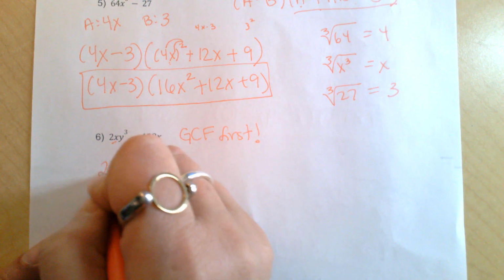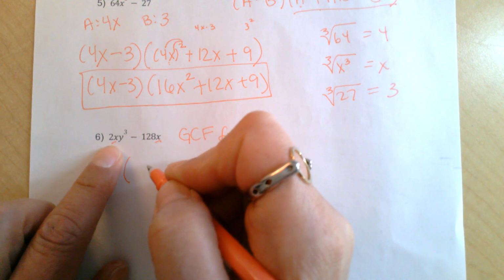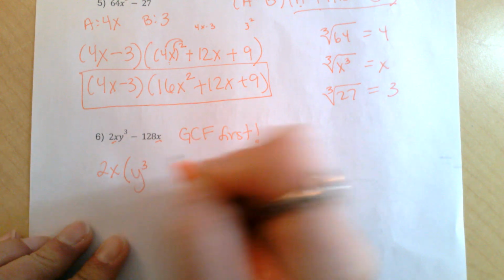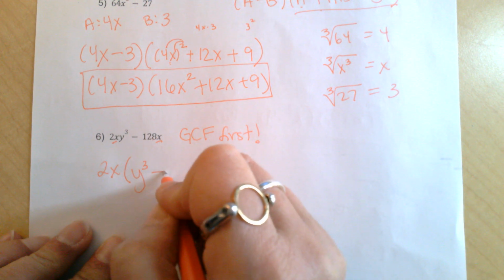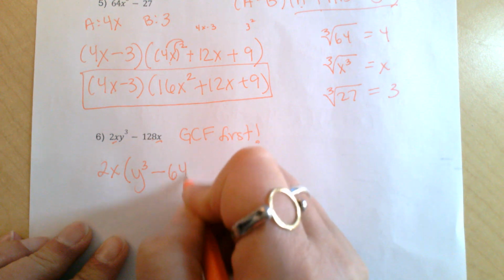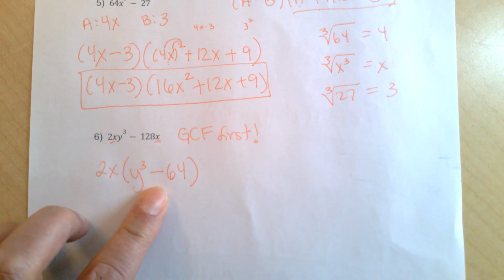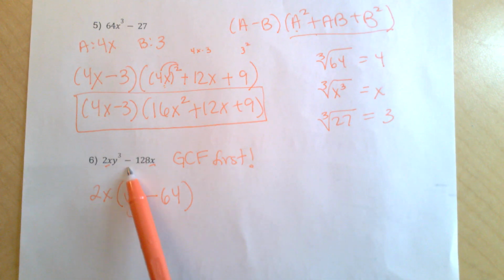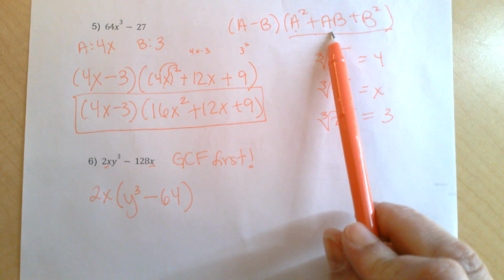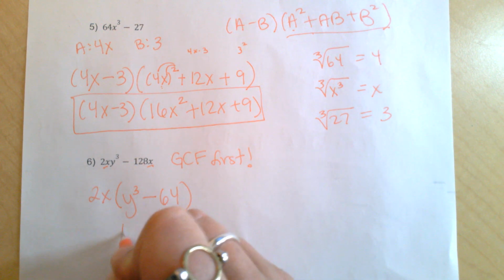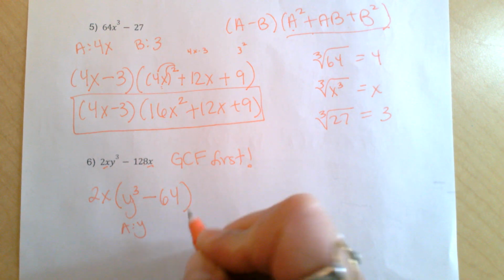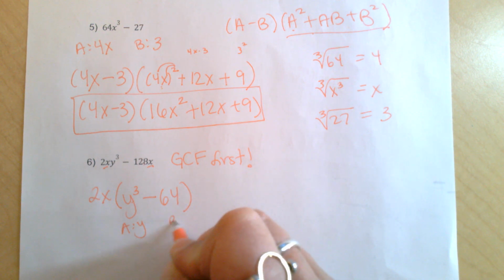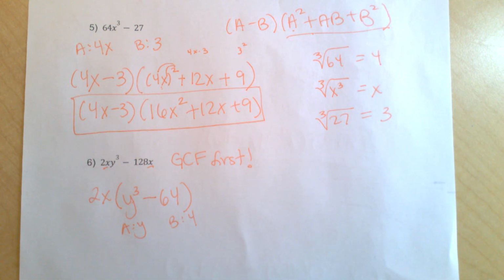So let's divide out a 2x. When we divide out a 2x, we're left with y cubed. When we divide out a 2x here, we're left with negative 64. And that's much more doable than this one. And we're still in the difference of cubes, so we're still using this one. Glad I kept it. Our a is y, cubed root of y cubed is y. Our b we know is going to be 4.